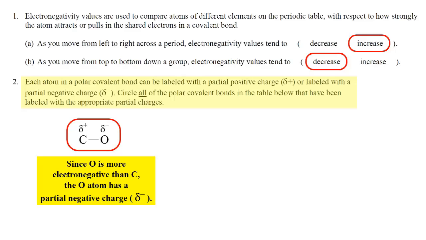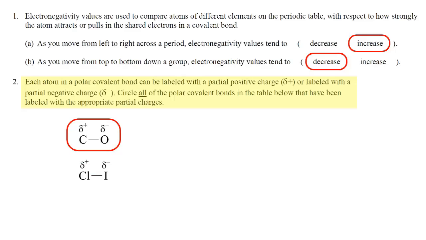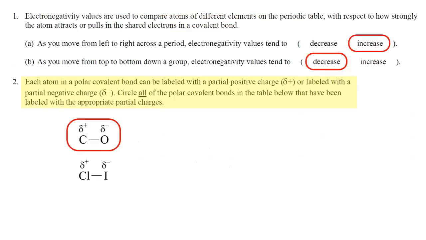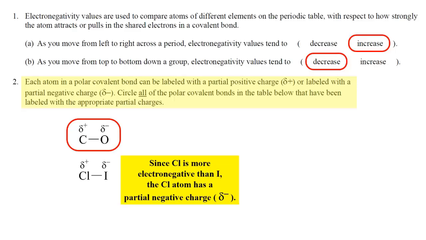Our next bond to consider is the bond between chlorine and iodine. Let's go find chlorine and iodine in the periodic table, and we can see there's chlorine and there's iodine. So they are located in the same group. And as you move from top to bottom down a group, electronegativity values tend to decrease. So this means that chlorine is more electronegative than iodine. And if chlorine is more electronegative than iodine, then that means that the chlorine atom should have a partial negative charge. But since in this particular bond, chlorine has been labeled with a delta plus, this bond has not been labeled with the appropriate partial charges.